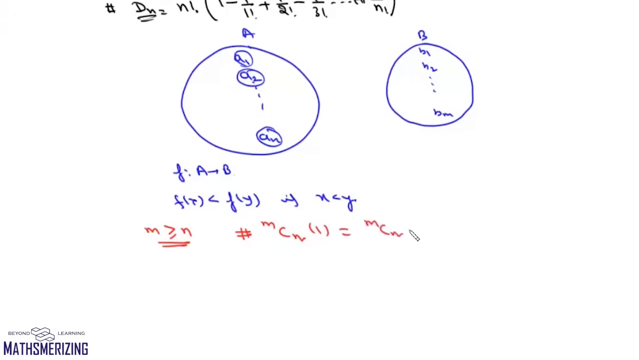mCn. So if the problem is to find the number of strictly increasing or strictly decreasing functions, then the value of m has to be greater than or equal to n. If the value of m is less than n, then the number of such functions will be 0. And if m is greater than or equal to n, in that case the number of strictly increasing or strictly decreasing functions will simply be mCn.